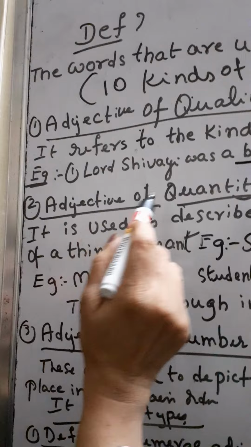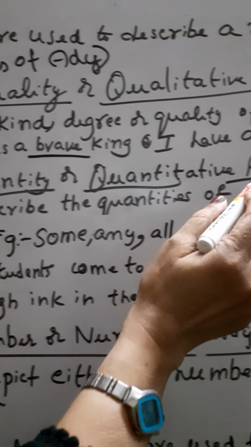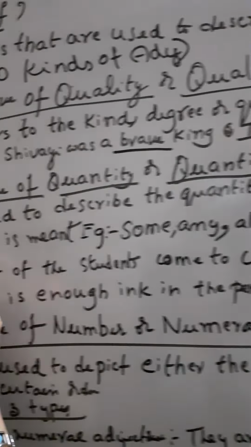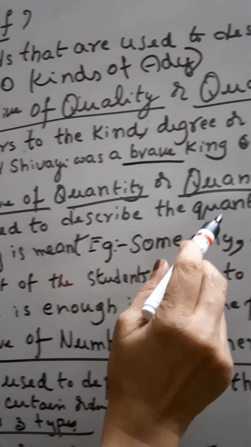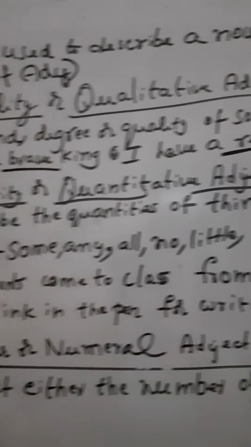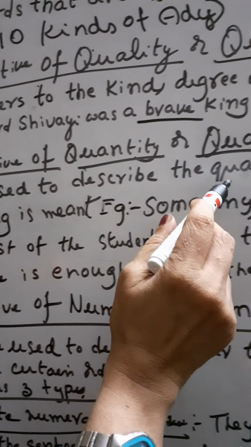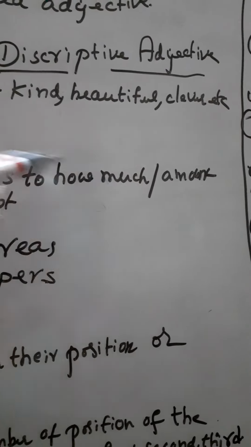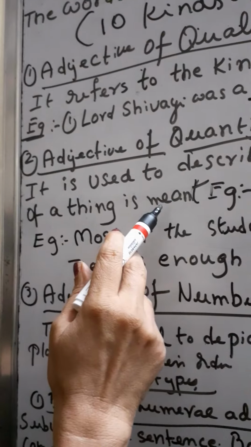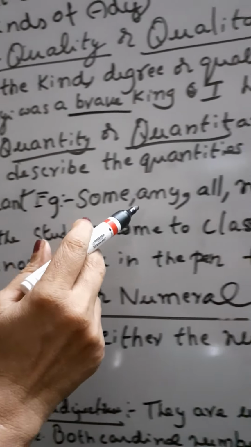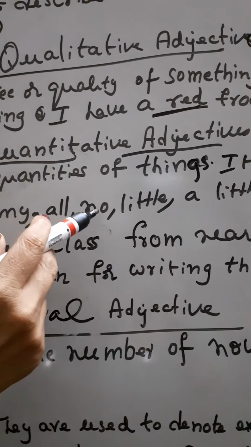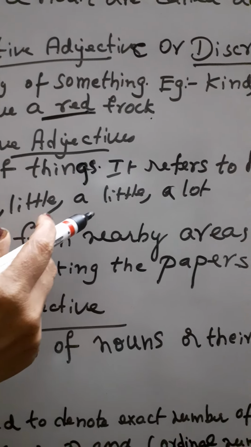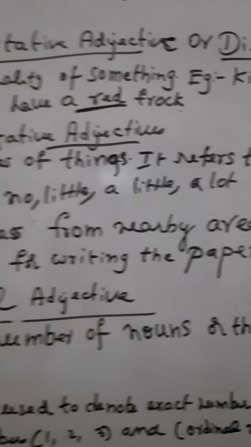Second one is adjective of quantity or quantitative adjective. It is used to describe the quantities of things. It refers to how much or what amount of a thing is meant. Example: some, any, all, no, little, a lot.